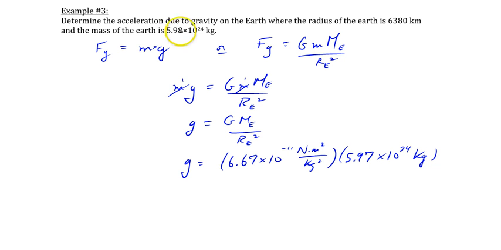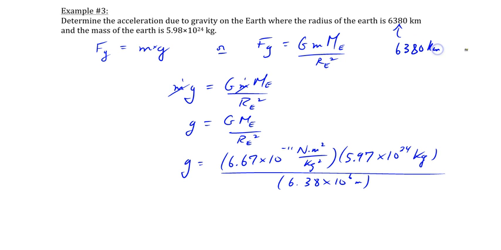I actually wrote 5.98, but I believe it's actually 5.97. Divided by the radius of the Earth, which is 6.38 times 10 to the power of 6 meters. Now this is in kilometers here, but you would need to change that to meters, because if you look at the constant over here, this is in meters. Okay, so go ahead and put that, by the way, this is squared, put that in your calculator now.